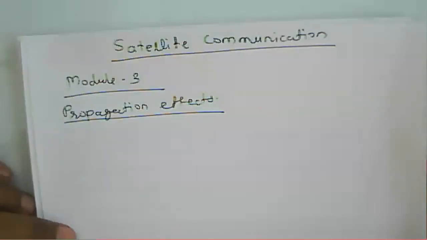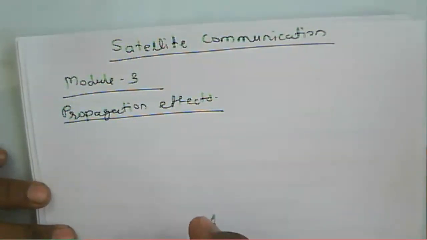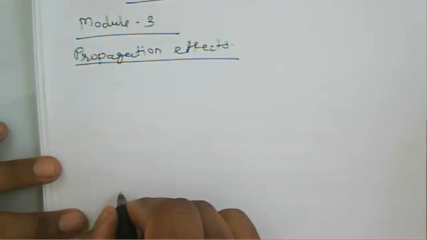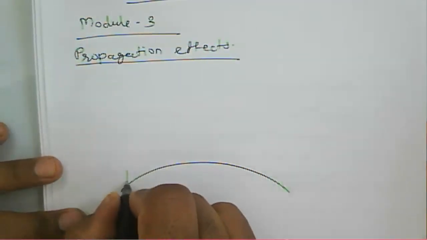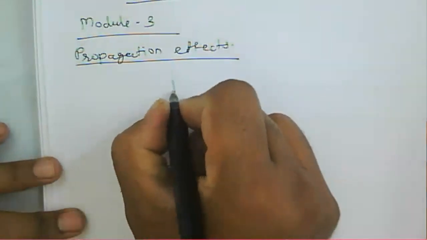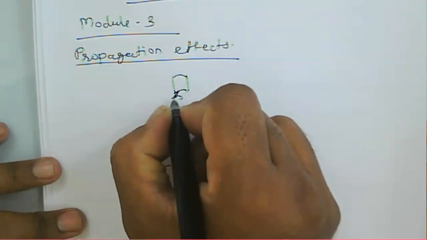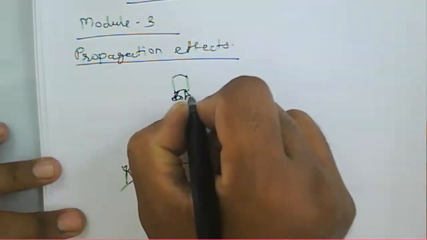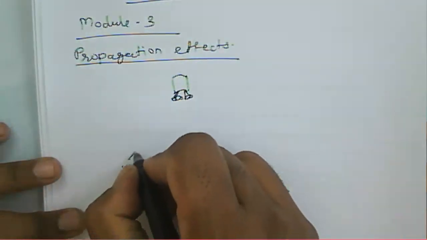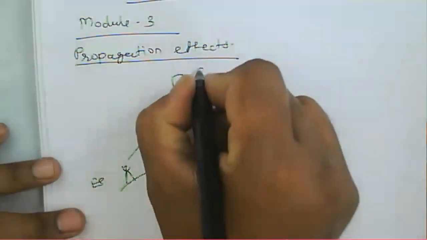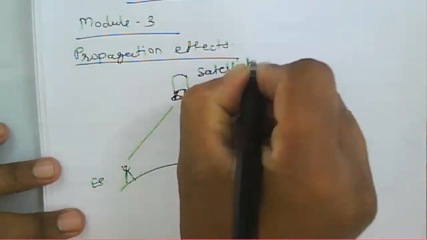Today we start with the next module, which is about propagation effects. In this module, we will learn what propagation effects occur while transmitting the signal from the Earth station to the satellite. For each and every satellite there are various antennas, and we are propagating the signal from the Earth station to the satellite.